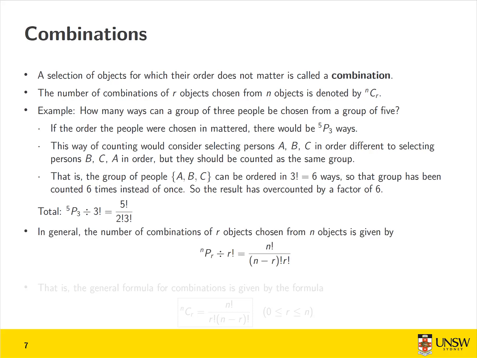We can see now that in general, the number of combinations of R objects chosen from N objects is given by the number of permutations of R objects chosen from N objects divided by a factor of R factorial. In terms of factorials, this is given by N factorial divided by R factorial times N-R factorial. So for any R between 0 and N, we also have a general formula for NCR in terms of factorials.